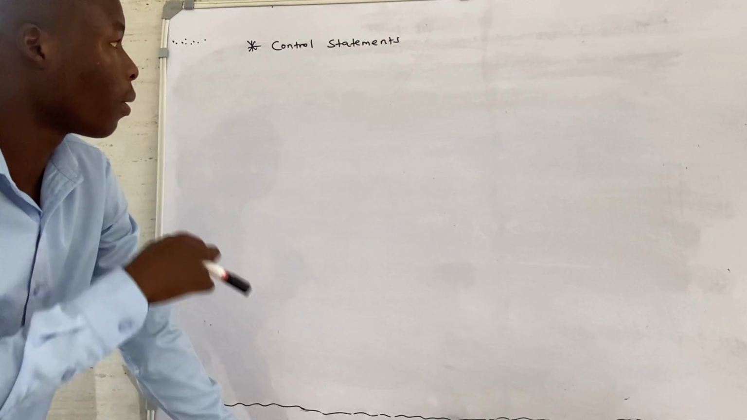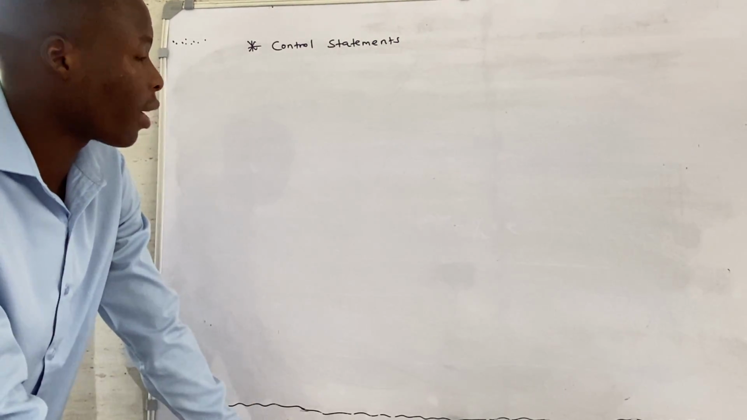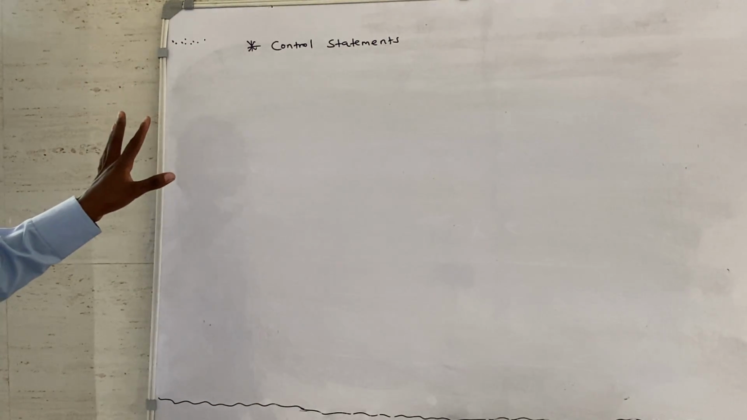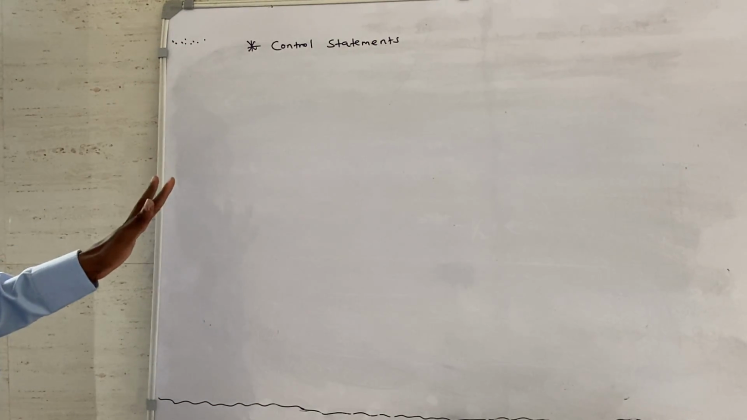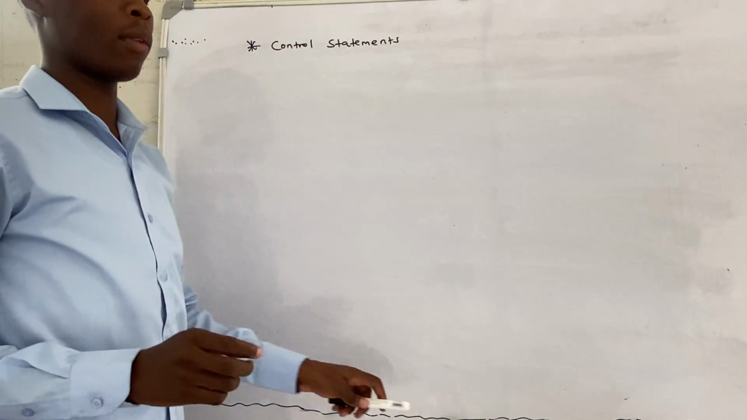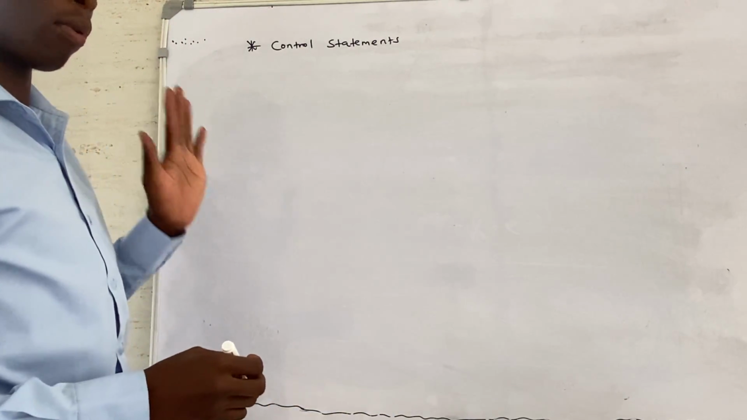So in programming, we have what we call control statements. We would like to discuss what control statements are in C programming. Okay, well, I'm going to write a simple C program.